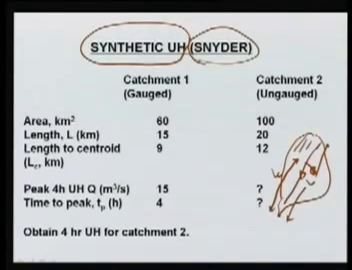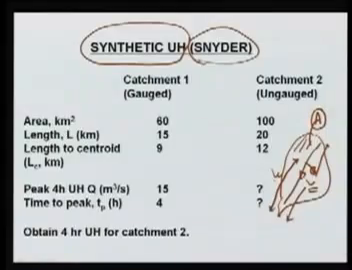Area is A in kilometer square. Lengths are typically, although in the original Snyder method they were used in miles, but we will be using kilometers. So L and LC would be in kilometers, A will be in kilometer square.